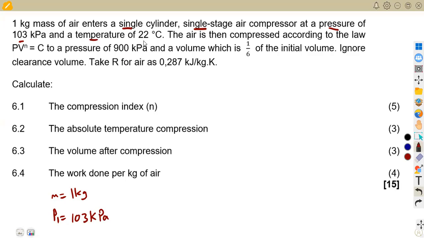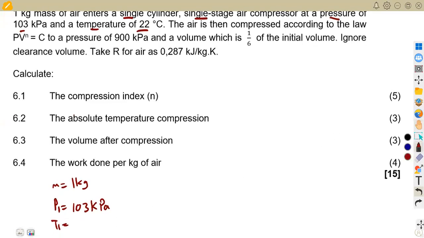and a temperature, given to be in Kelvin. In this case, we've got 22 degrees there, so we're going to add 273 to convert to Kelvins. That is going to be 295 Kelvin. Then also we're given the air after it is being compressed.